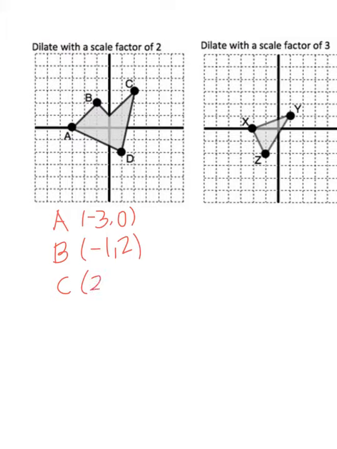Point C is at 2, 3, because we're going to the right 2 and up 3. And last, point D is at +1, because we're going to the right 1, and -2, because we're going down 2.